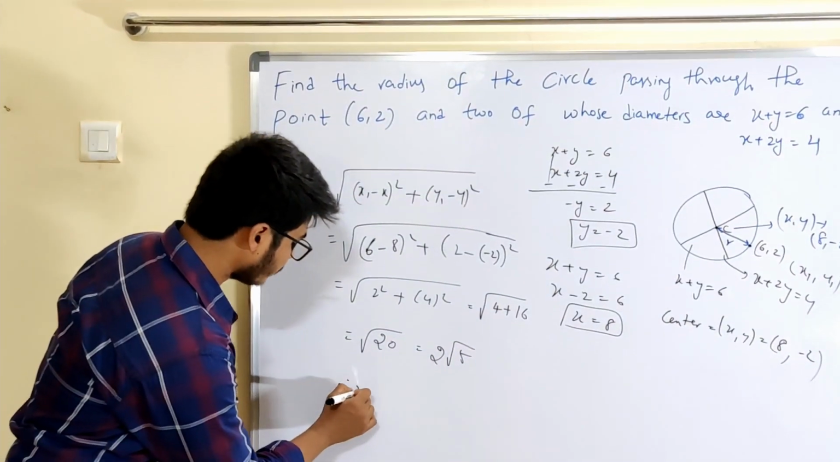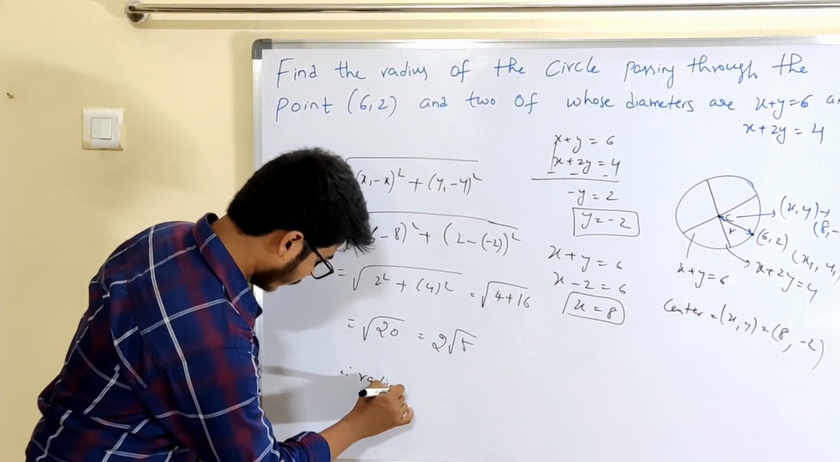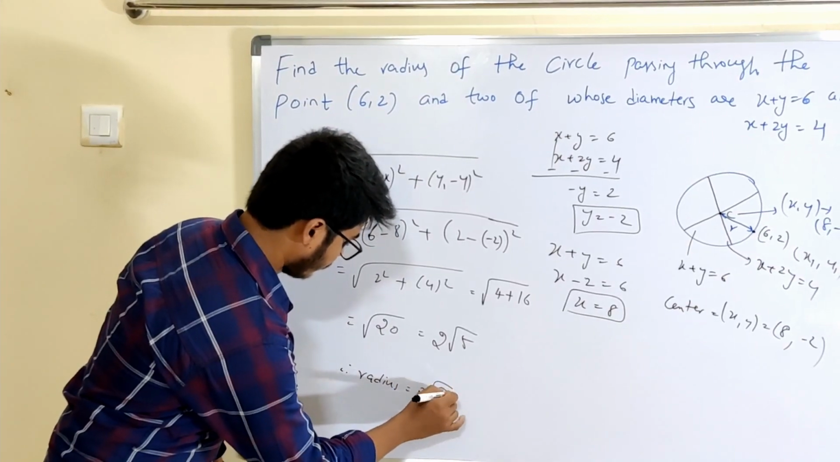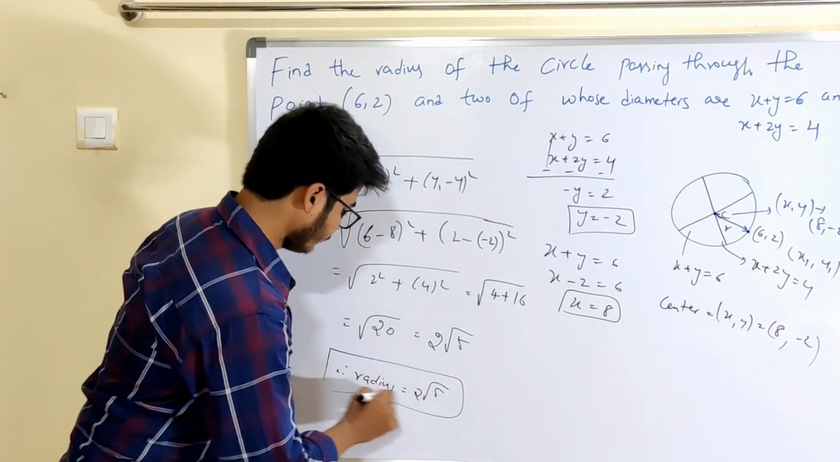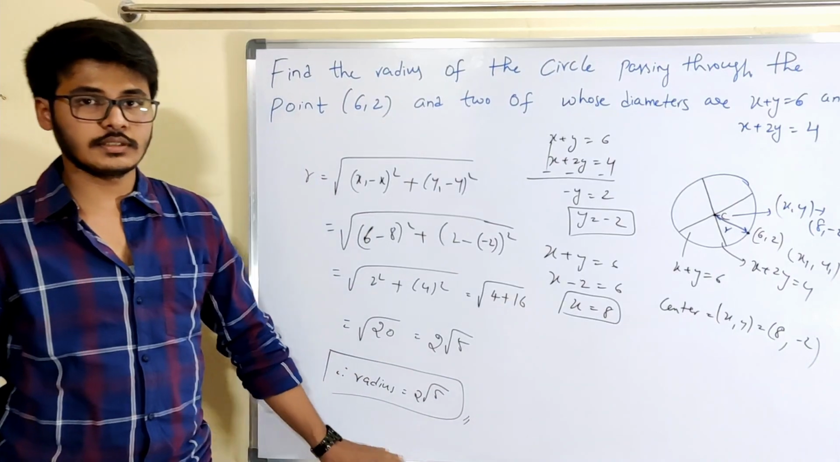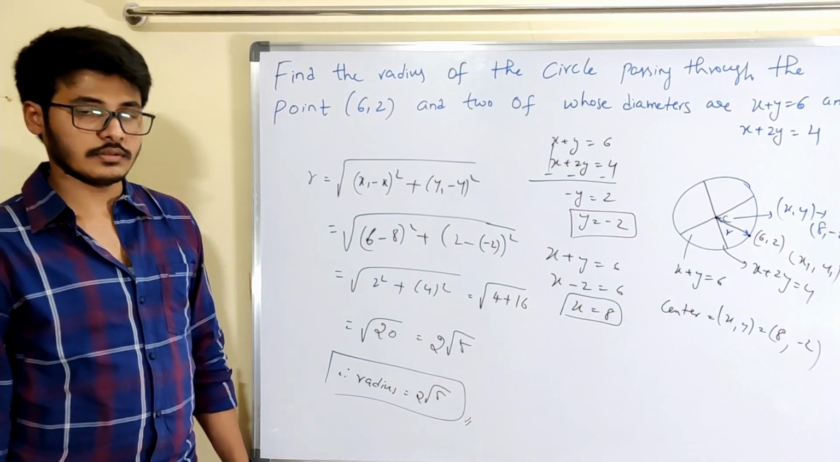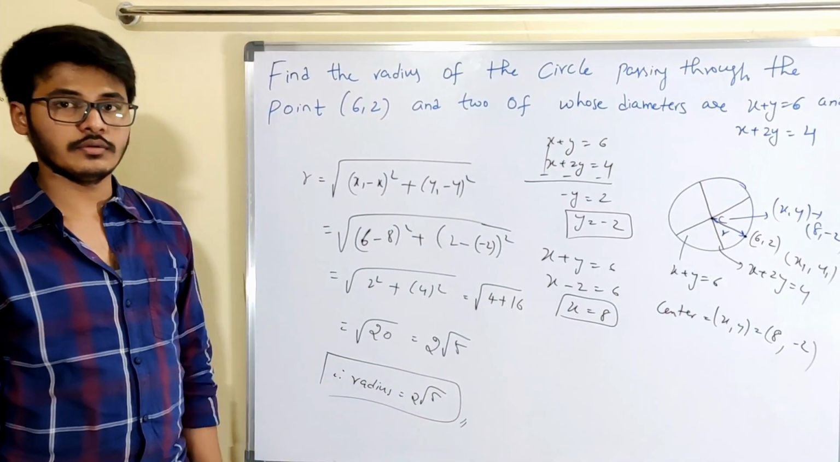Therefore radius is equal to 2 root 5. This is the solution for our given question. So radius is 2 root 5 units.